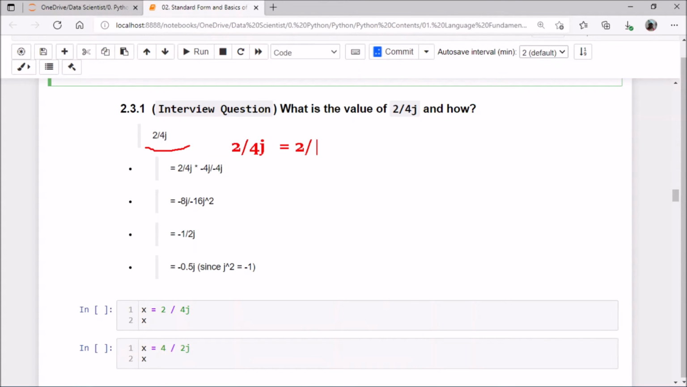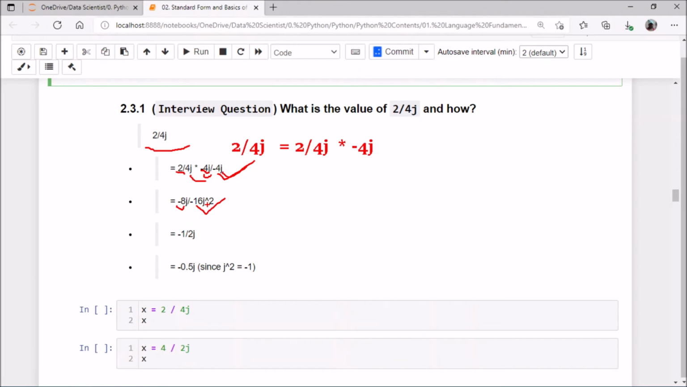2 by 4j is equal to, we can also write 2 by 4j, and we can multiply with minus 4j, and divide by minus 4j. Same thing multiplying and same thing dividing. Then it will become 2 multiplied by minus 4, that is minus 8j, over minus 16 j square, because 4 into 4 is 16, so 16 j square, and j square value is minus 1.